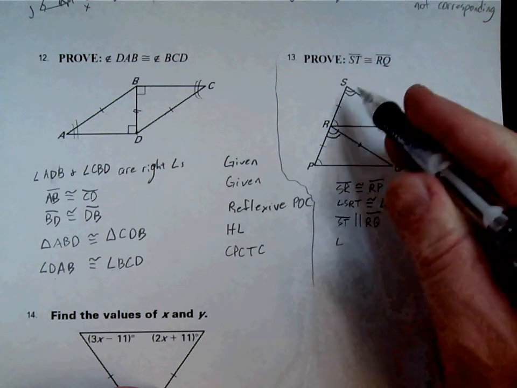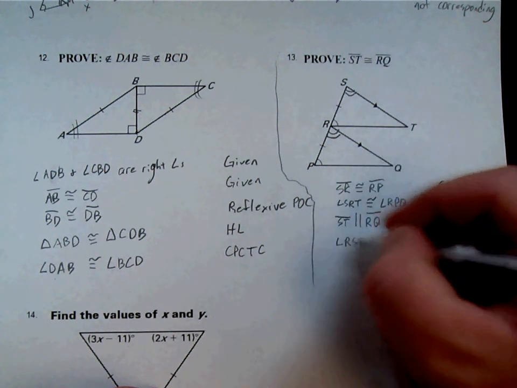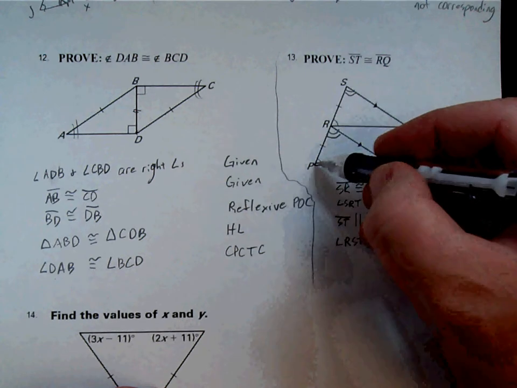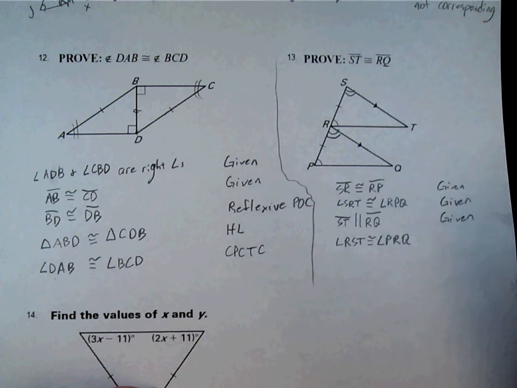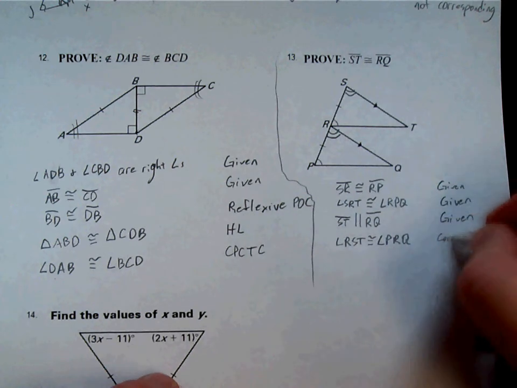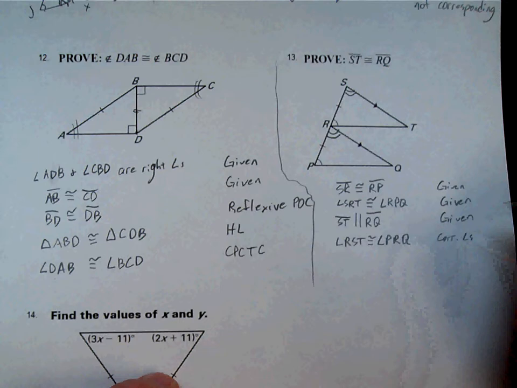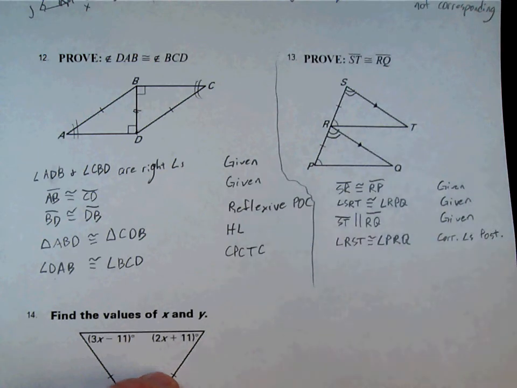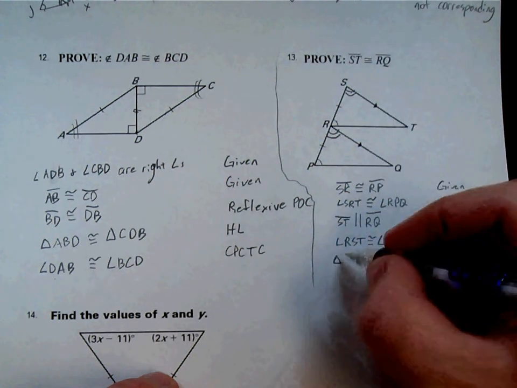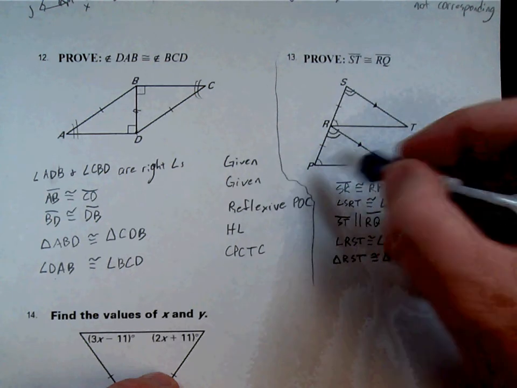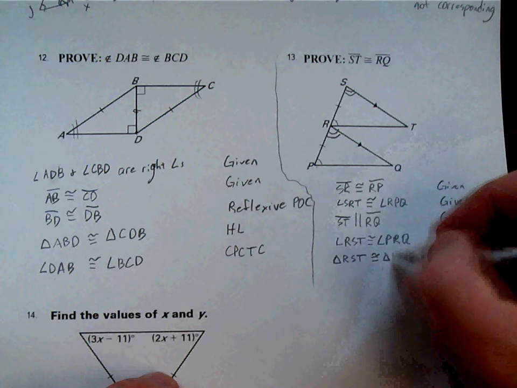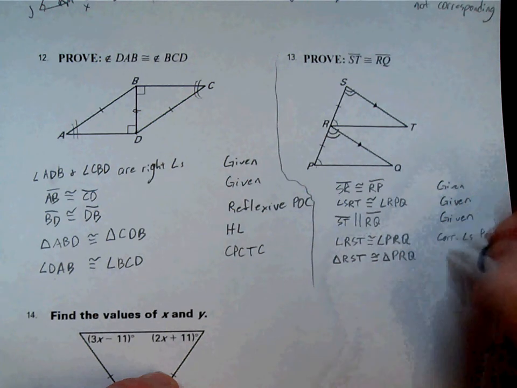So angle RST is congruent to angle PRQ. And they were corresponding angles postulate. So now I have two angles with a side in between. So now I know the triangles are congruent. Triangle RST is congruent to triangle PRQ by ASA.